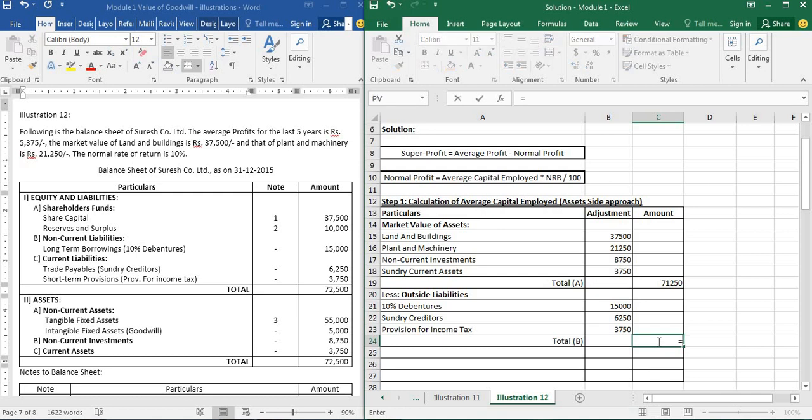Let's do the total, guys. The total outside liabilities are 25,000. Now we will find out the total capital employed. The total capital employed will be total of A minus total of B, which is nothing but 71,250 minus 25,000. We get 46,250 as our capital employed.